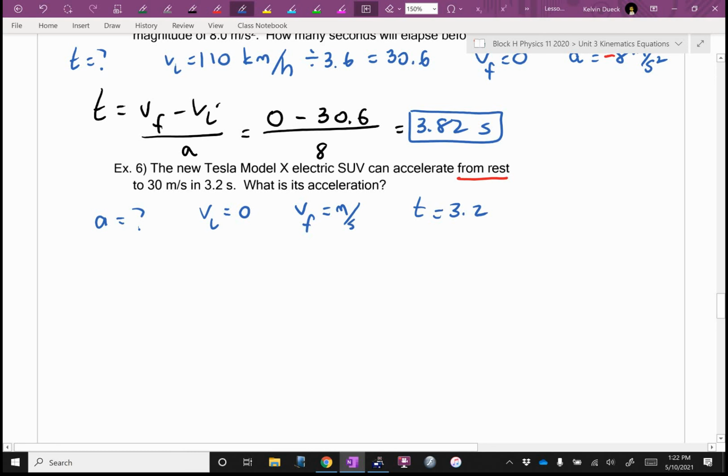I'm looking for an equation that has an a, a VI, a VF, and a t in it. There is one: a equals VF minus VI over t, the one that we started this lesson with. Acceleration is change in velocity over time. Technically, vector, vector, vector, and time is a scalar.